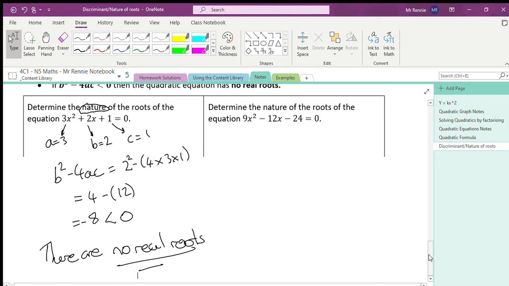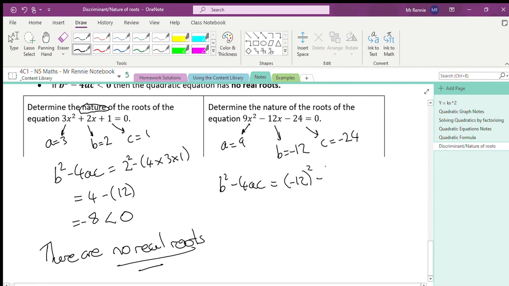We'll look at the second example now, and you'll see the working is very similar again. I need to get my a, b, and c values. So a is going to be 9, b is going to be negative 12, and c is going to equal negative 24. The negatives are vitally important here, because if you don't pick up on the negatives you might get a totally different answer which will give you the wrong type of roots. So do be careful with that. So b squared minus 4ac. Be careful with your numbers here: b is negative 12, so I've got to make sure it's negative 12 squared, take away 4 times a, that is 9, times c, which is negative 24.